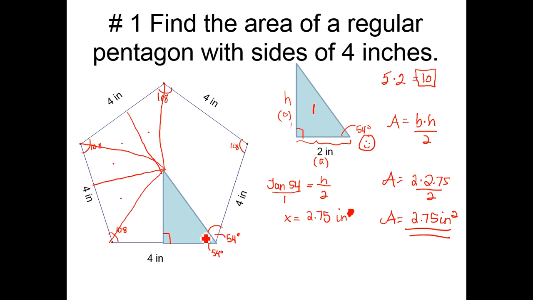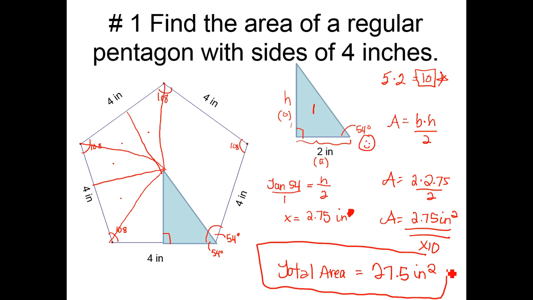But remember, how many times could I draw this little triangle within my pentagon? I could do that 10 times. So I'm going to take that times 10, and my total area for this specific pentagon, because remember, all sides are 4 inches, would be 27.5 inches squared. Okay, so when we talk about a regular pentagon, that is how we would find the area.